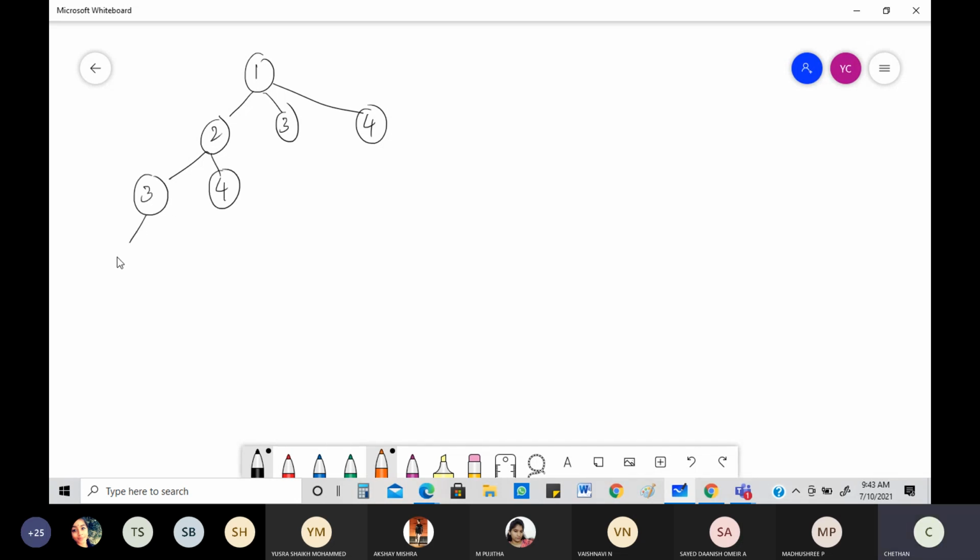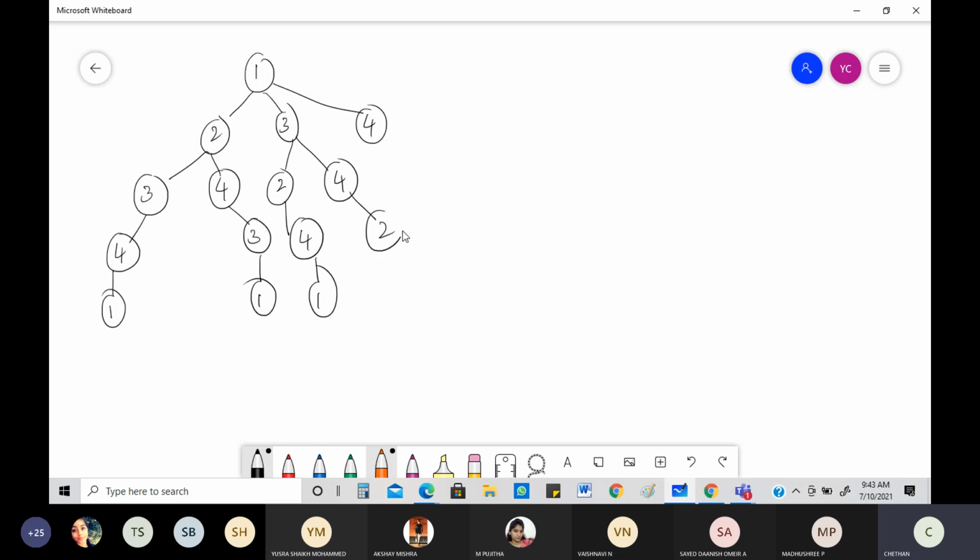From here, there's only one way possible. What is that one way possible? 1, 2, 3, 4. From here, you have to go to 1. From 1, 2, 3. From here, it is 1. Then from here, you again have 2 parts, 2 and 4. Here again, it is only one thing. 1, 3, so obviously 4, then again 1. Here it is 2, then again 1. Like this, you have to do it for 4 also.